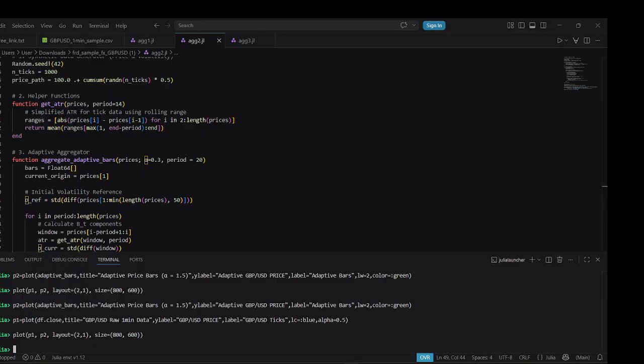We're going to take the average of the GBP USD raw data, and we're going to take the average of our adaptive price.